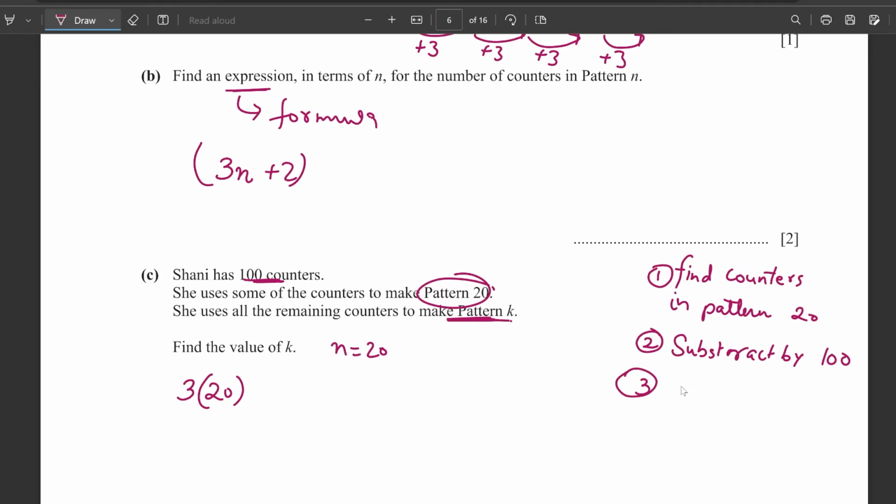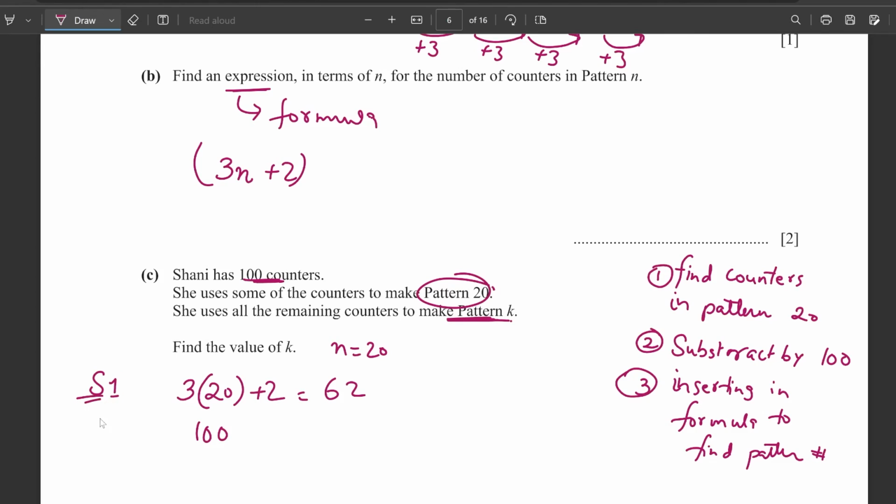So the third point is inserting it in the formula to find the pattern number. So let's do that. 3 times 20 plus 2. 3 times 20 is 60. 60 plus 2 is 62. So let's subtract from 100 in the second step. Step 1 gave 62. Step 2, 100 minus 62 gives you 38.